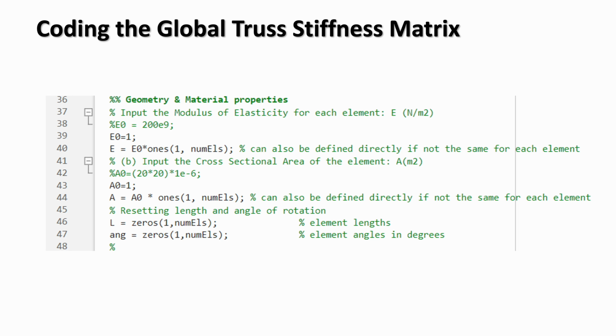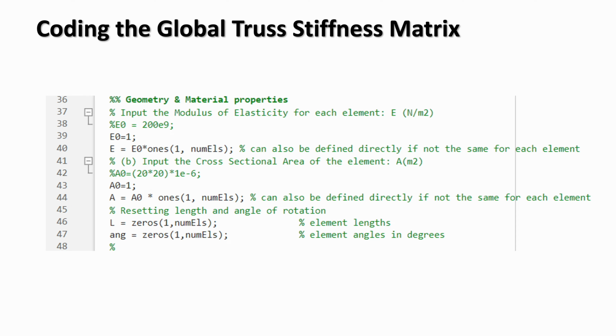We then create a vector E, which contains the modulus for each element. If all the elements are made out of the same material, this vector will just repeat the same value, as shown here. If different elements have different materials, we could enter them directly.